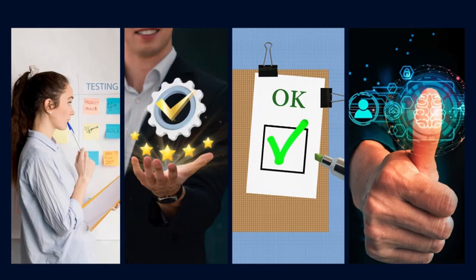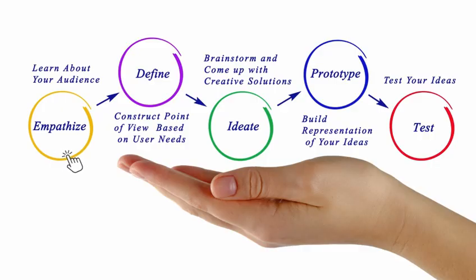Now let's once again go through all the stages of the UX process shortly. The first stage, empathize, is learn about your audience. The second stage, define, is construct a point of view based on user needs. And third, ideate, is brainstorm and come up with creative solutions. And the fourth stage, prototype, is build a representation of your ideas. And last, finally, test your ideas.